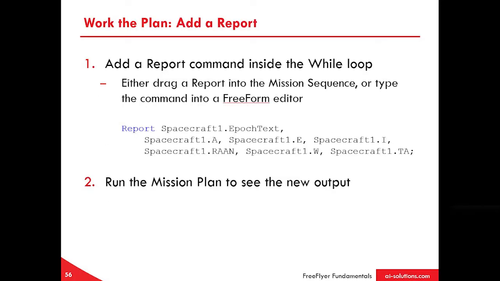Take a moment to add this report command into your while loop. You can either drag and drop a report command into the mission sequence, or type this report command into a FreeForm script editor inside the while loop. This report will show the spacecraft's current epoch and its Keplerian orbital elements. Once you've entered this report command, go ahead and run the mission plan to see the output.